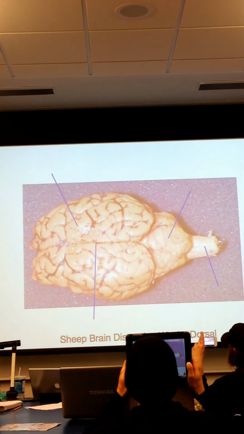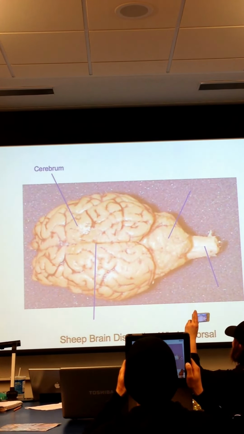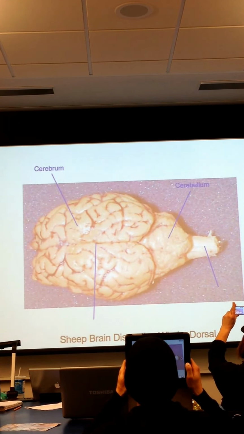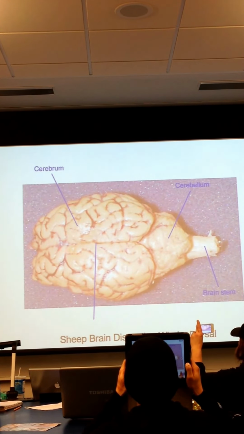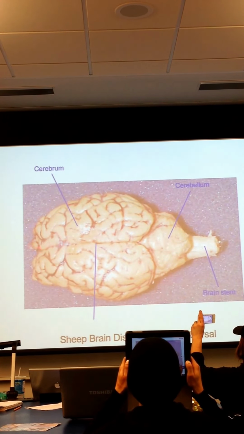So whole brain first. Dorsal view, so looking down at the top. What is this big section? Cerebrum. Good. The big frontal part is the cerebrum. What's this guy back there? Cerebellum. Good. This guy? Brainstem. Okay, what's this guy here? The longitudinal fissure.